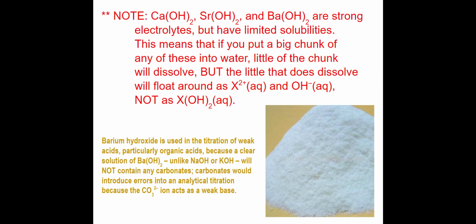Calcium hydroxide, strontium hydroxide, and barium hydroxide are strong electrolytes, but they have limited solubilities. That means if you put a chunk of these in water, a little of it will dissolve, and the little bit that does will float around as M2 plus and OH minus. So even though not very much of it dissolves, when it does dissolve, it's going to fully dissociate.